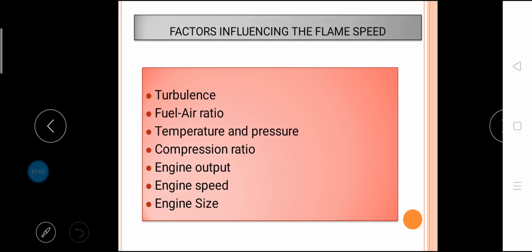There are so many factors: turbulence, fuel air ratio, temperature and pressure, compression ratio, engine output, engine speed, and engine size. Turbulence. The flame speed is quite low in non-turbulent mixtures and increases with increasing turbulence. This is mainly due to the additional physical intermingling of the burning and unburned particles at the flame front, which expedites reaction by increasing the rate of contact.